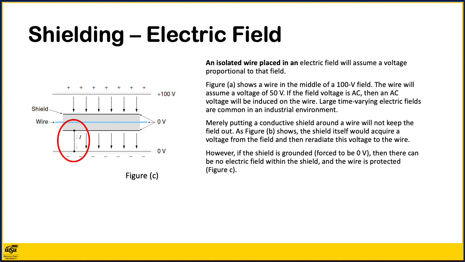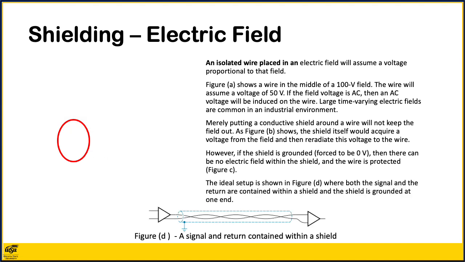For best results, the shield should not be used as the signal return path because the shield will probably have noise on it from the shielding action. The ideal setup is shown in Figure D, where both the signal and the return are contained within a shield, and the shield is grounded at one end.